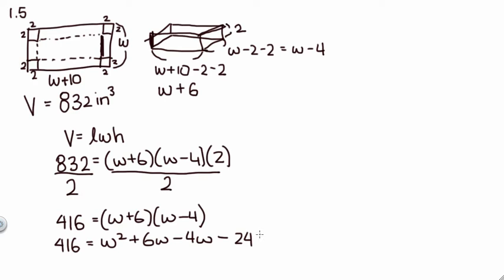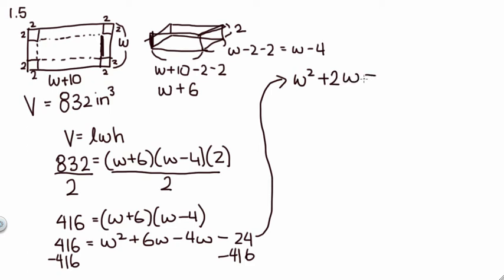And to solve for it, I want it to be equal to 0, right? So I'm going to subtract 416 from both sides. So I get w squared plus, and I can combine these like terms. So it's 6w minus 4w, so we get 2w. And if we do this subtraction, let's see, 0, 4, 4, we get negative 440, and that equals 0, because we subtracted 416 from 416.